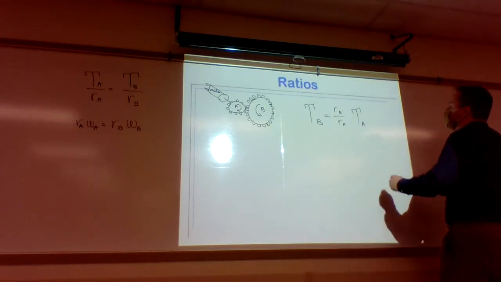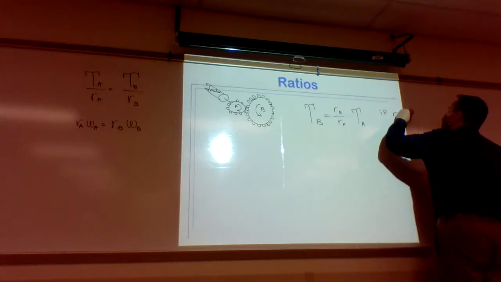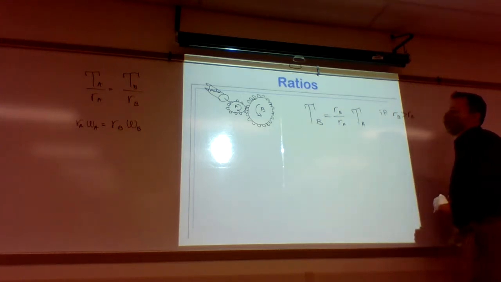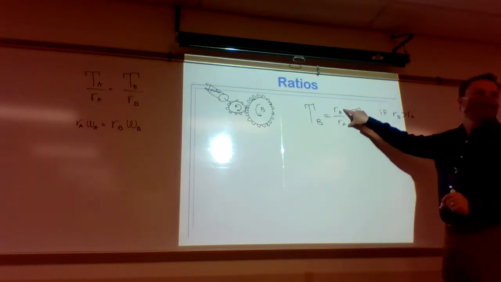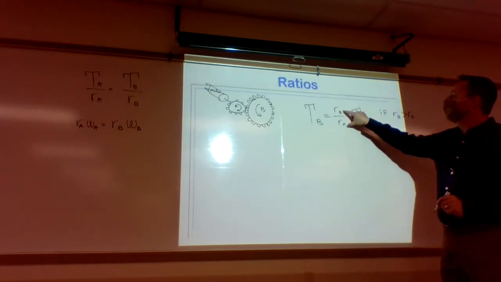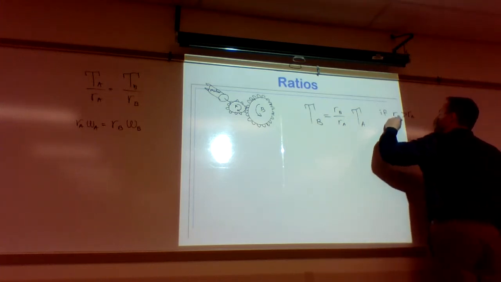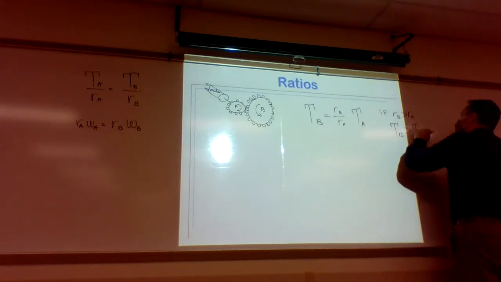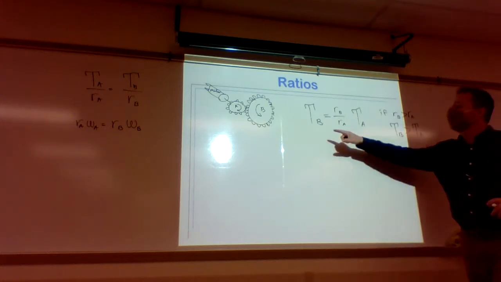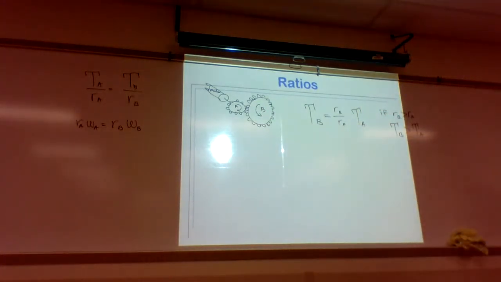And what does that do? Well, if RB is greater than RA, notice what happens. This quantity is bigger than 1. So if I'm multiplying the torque of A by a quantity bigger than 1, I get a bigger amount of torque. Torque B is greater than torque A. I get more torque if I hook up a bigger gear to it. Okay?